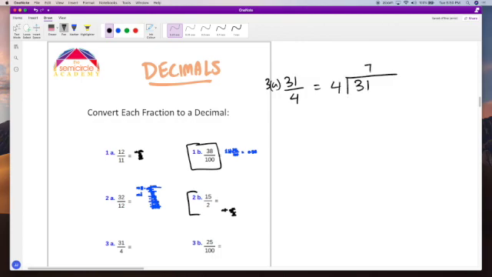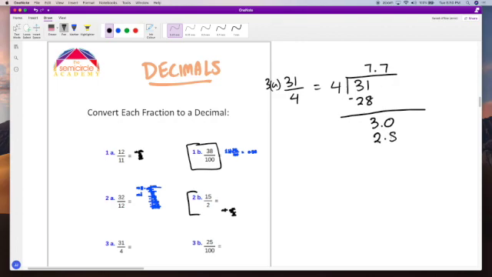I think 7 4s are 28, 29, 30, 31, 32, yeah. So 7 4s are 28. Let me know if I'm wrong. 29, 30, 31. 3 remaining. 4 can't go into 3. So I put the point and I add the 0. And I put the point there. Well, 7 4s are 28 again. That's the closest I'll get.